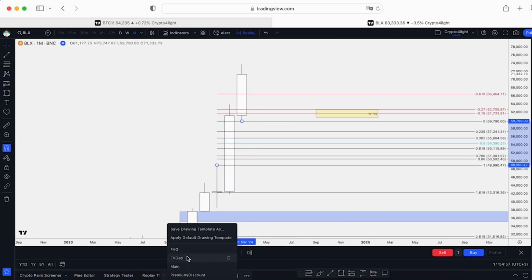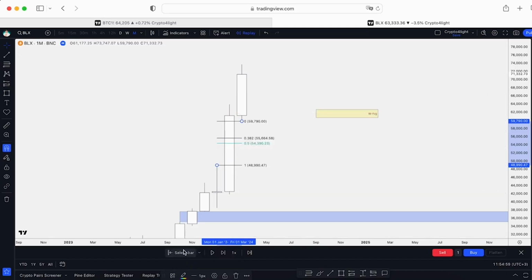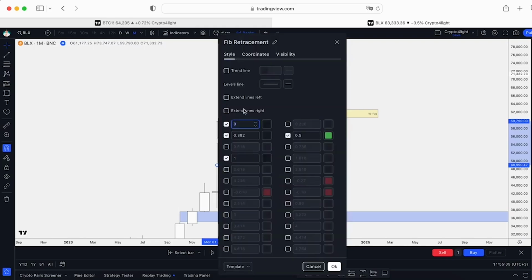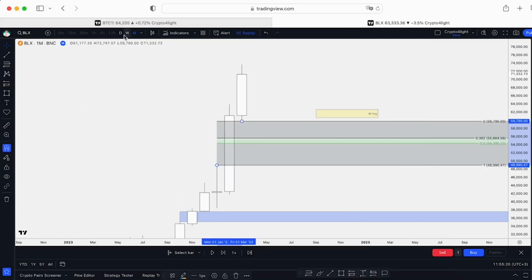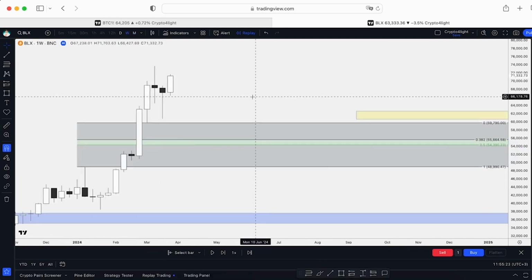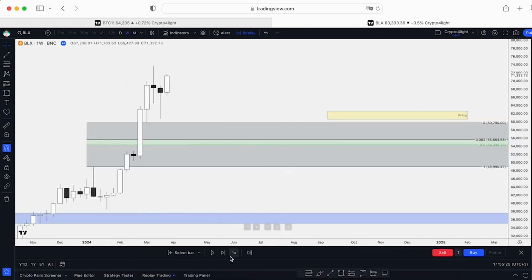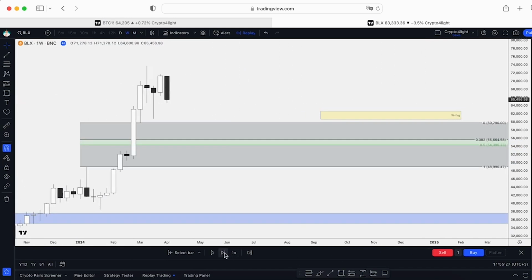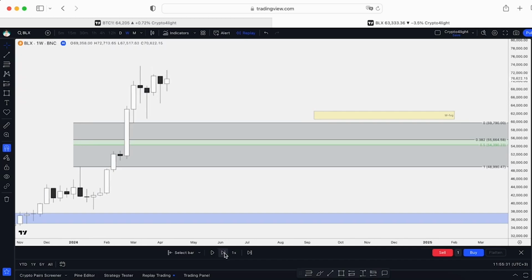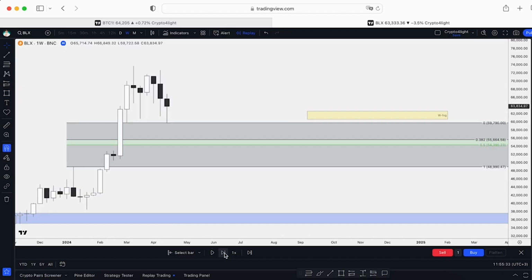I use the template for those gaps. So I use that one, fair value gap, and this one, fair value gap. Extend it, right? This one. And we can work with this. So the next month we go to the weekly time frame, and we can work with it. So this is a week. We test that gap again.